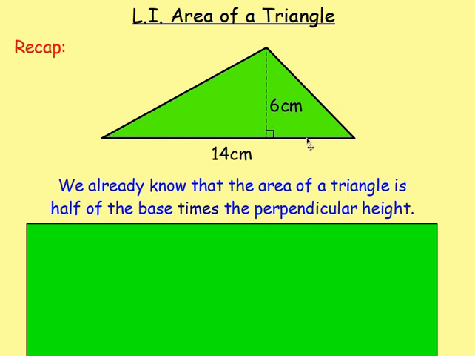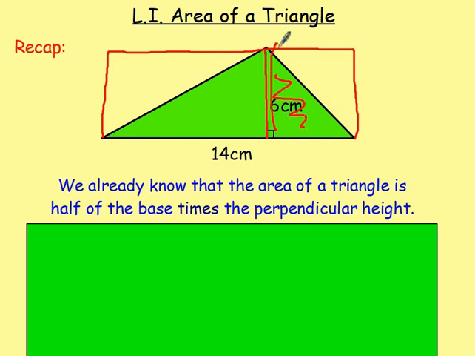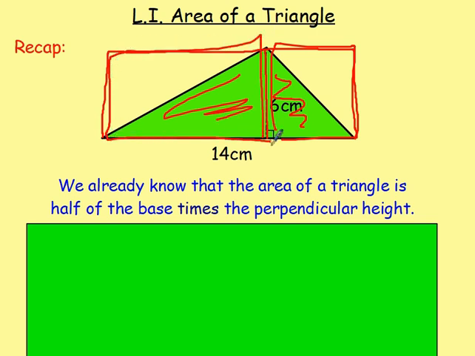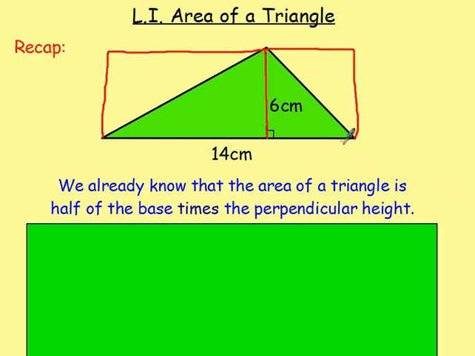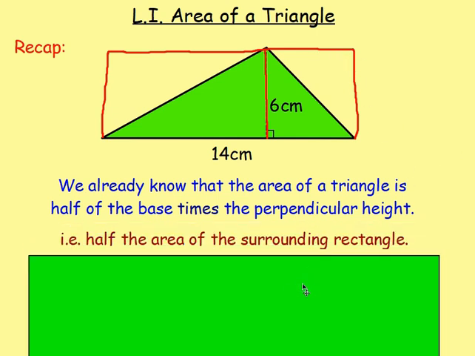But why, Zainab? Why is it half of the base times the perpendicular height? It's because if you put a rectangle around that, like you're doing there, it's half of that surrounding rectangle. Yeah, you're perfectly right, because this green part here is half of this whole box here. And this green part here is half of this whole box here, meaning that that whole green triangle is half of this surrounding rectangle. And that is something you learned about years and years and years ago.